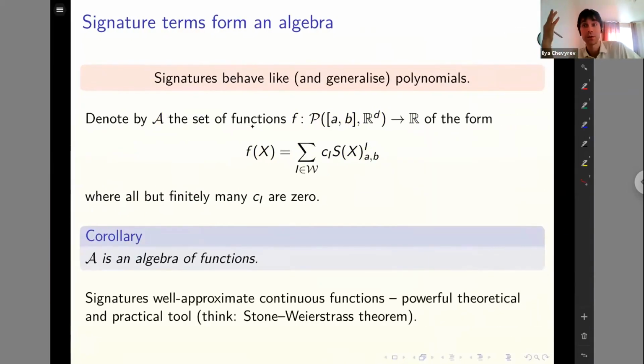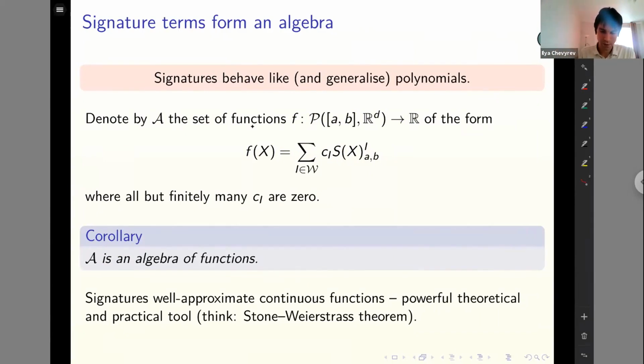If we think about the Stone-Weierstrass theorem, what this tells us is that signatures should approximate continuous functions well. So this is quite a powerful theoretical as well as practical tool. In practice, it justifies the use of signatures, just like polynomials are good features. So it means that the signature should be a set of good features. And for theoretical purposes, it means that we can prove quite nice properties about the signature.